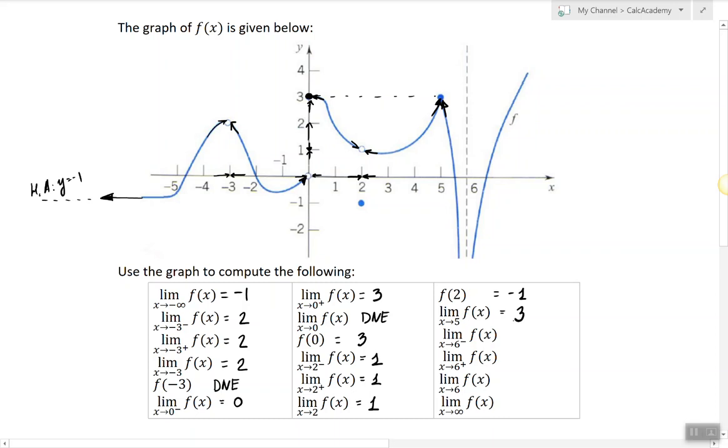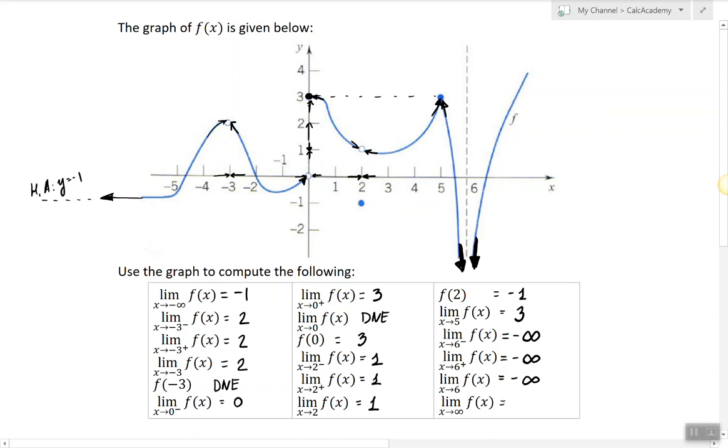Now, as we get closer to 6 from the left, it looks like the function goes down to negative infinity, on the left and the right. So using the language of limits, we write it this way. The limit of f of x is equal to negative infinity on both sides. So we may say that the two-sided limit as x approaches 6 is also equal to negative infinity, as both one-sided limits are the same.